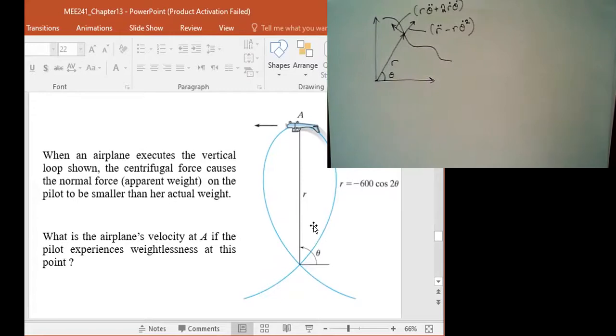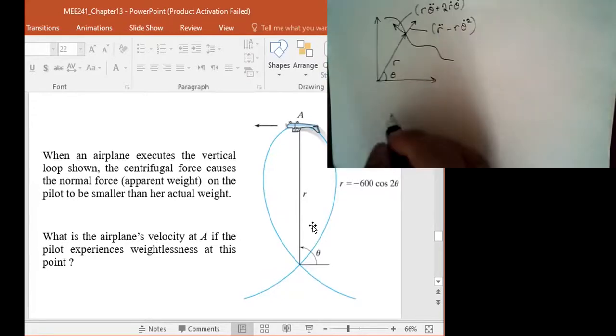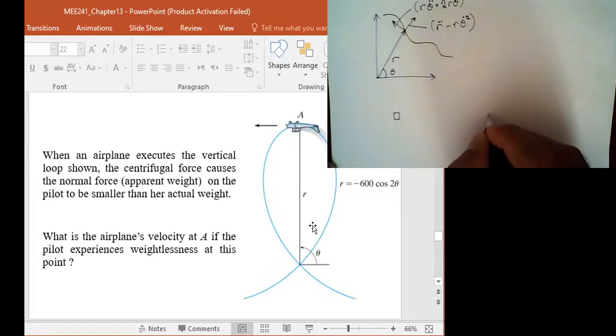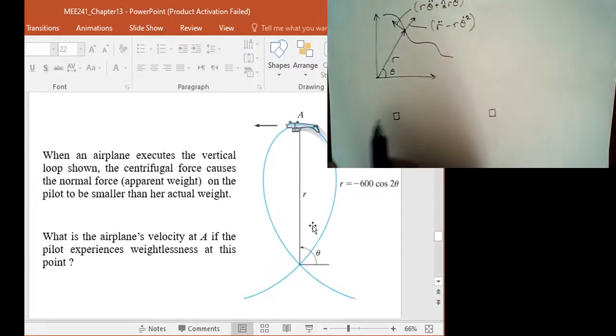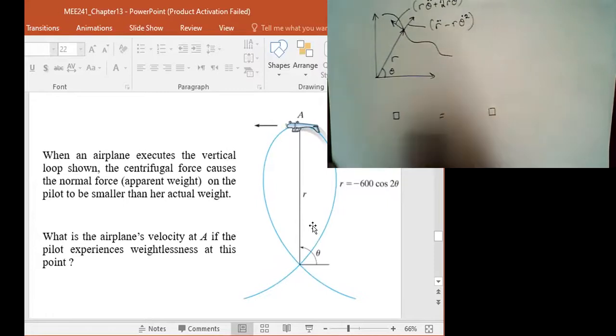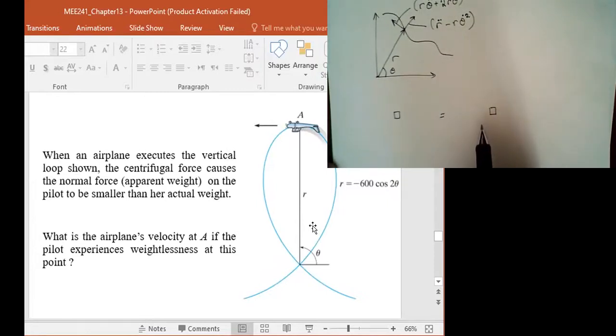So how are we going to approach this problem? We said the first thing we have to do is a free body diagram, and I'm going to start here. This is our pilot. We're going to draw two diagrams: the external forces, and the inertial accelerations. Here, this is my F equals ma.